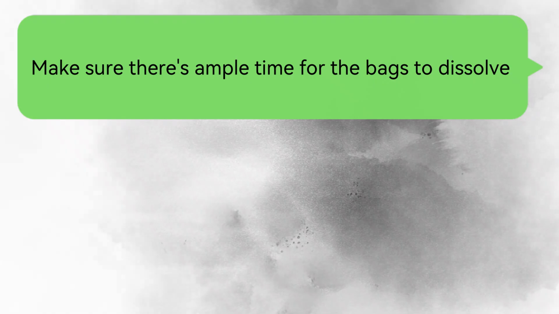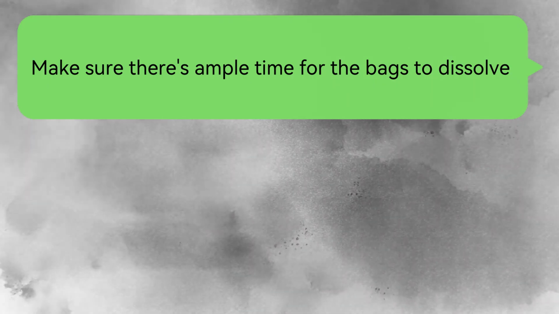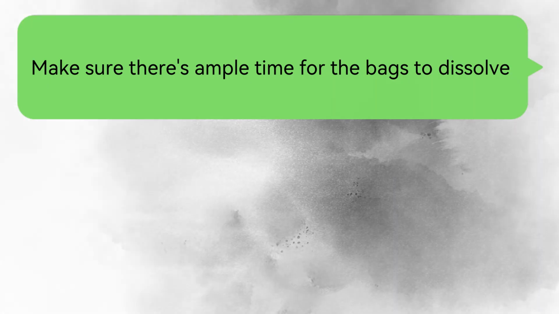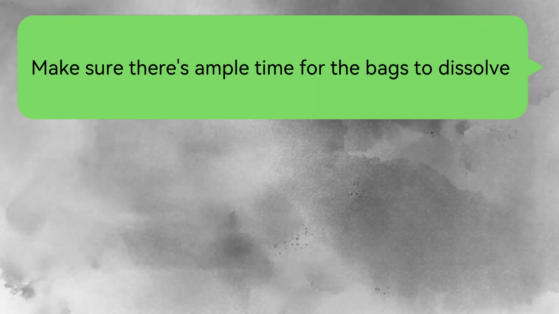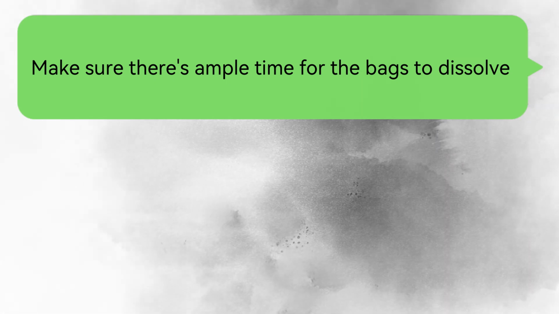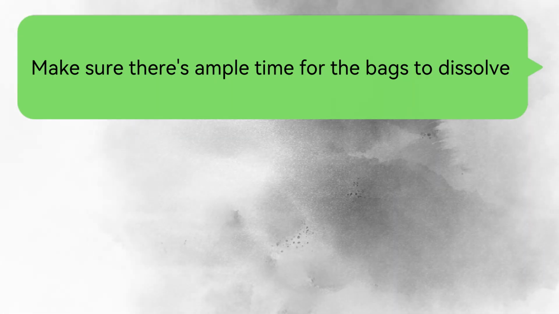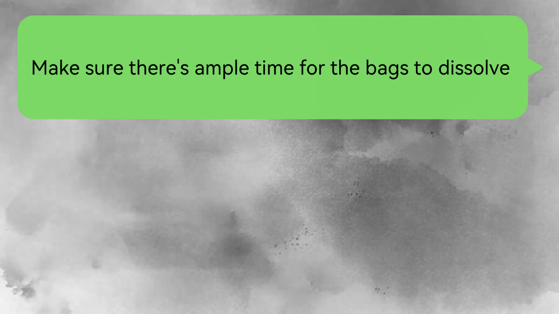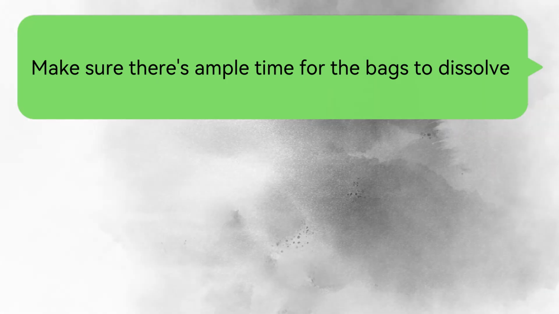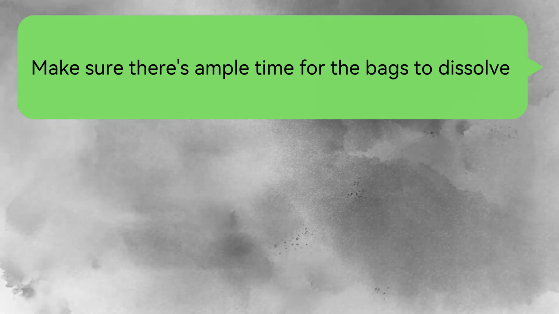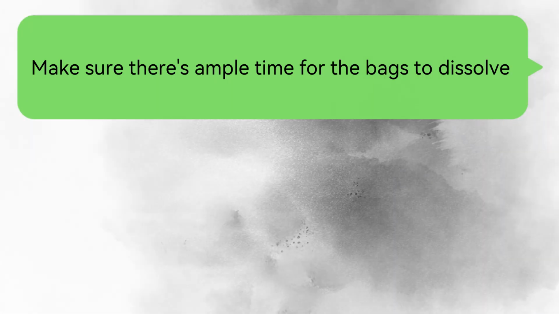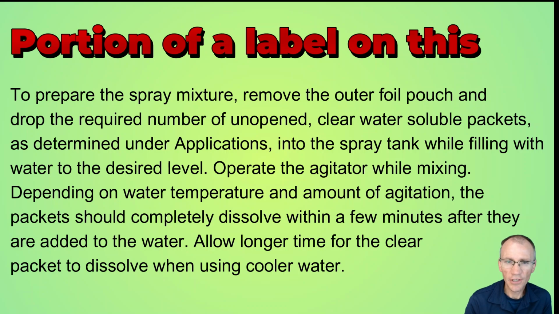One of the big things you have to remember that we mentioned at the bottom: there must be ample time during mixing to allow for the bags to dissolve. Make sure you read the label on this, because if those bags are not fully dissolved, they're not going to be ready to use, and what you're going to get is a mix rate that's out of proportion, or the bags haven't really dissolved at all, and you're going to get a bunch of pesticide all at once, or you're not going to get any at all. So make sure you follow the label on how long it takes for these bags to dissolve and be ready to use. I think it's a good time to talk about a portion of a label on this.